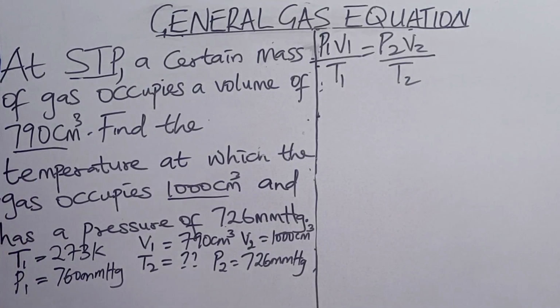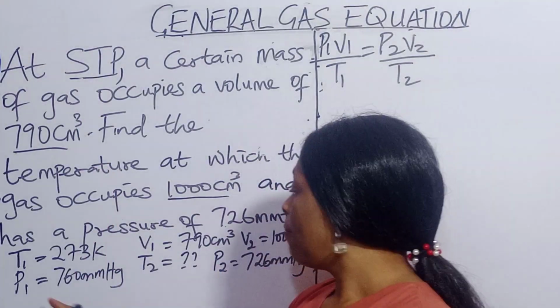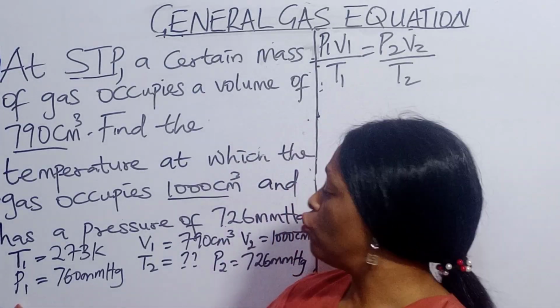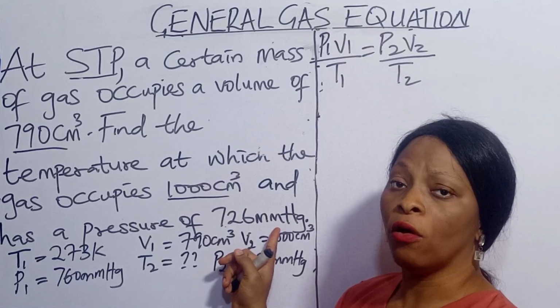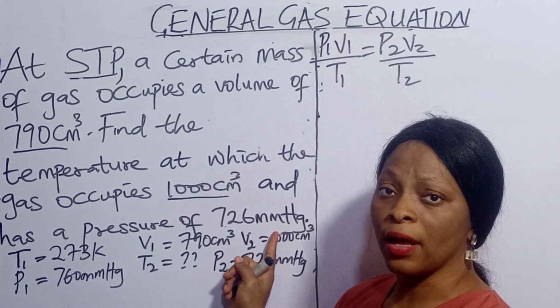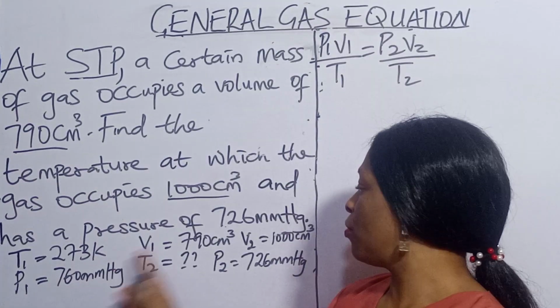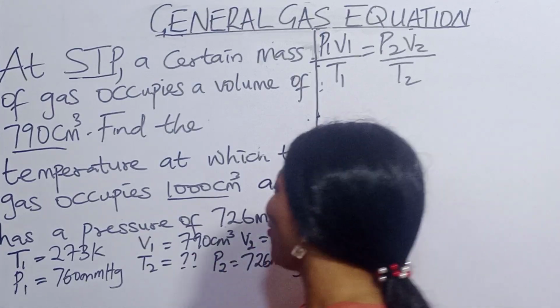P1 here is what? 760 millimeter. Please, I want to reiterate: before you indicate your standard pressure, make sure you know the SI units of the already given pressure. If this was in Newton per meter square, this value would not be here. We only use this value because it was in what? Millimeter mercury.